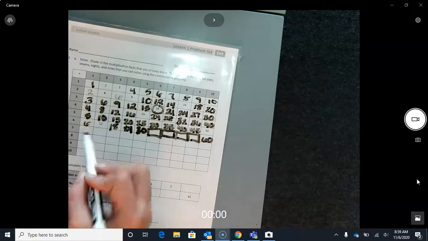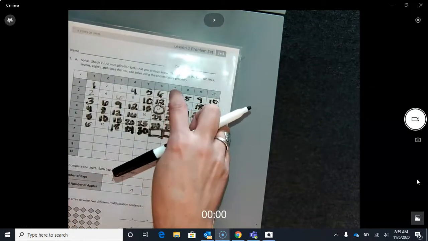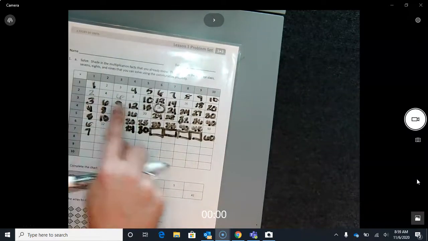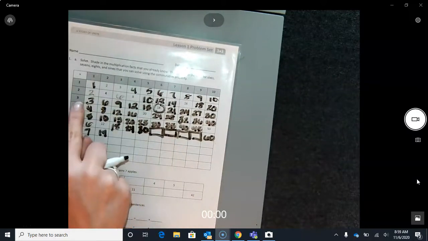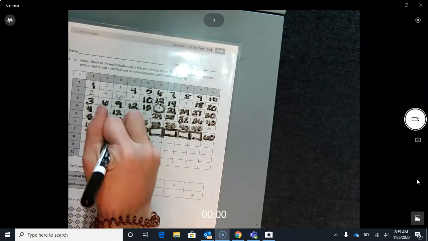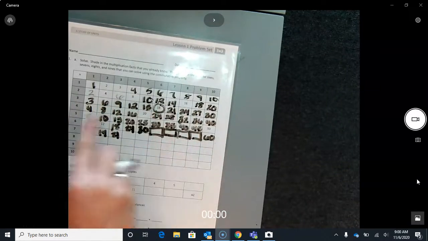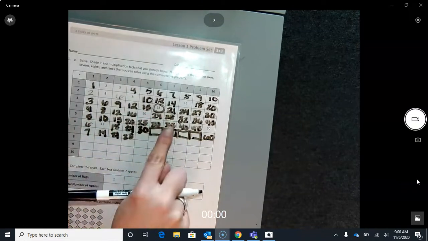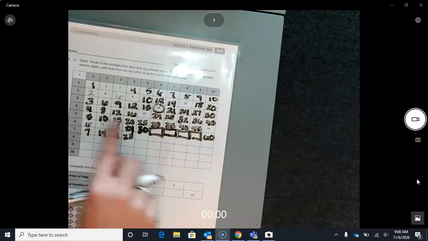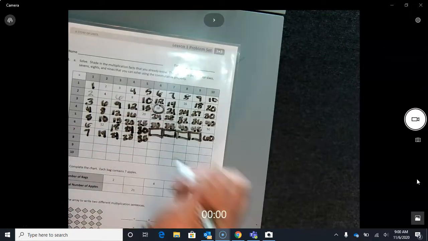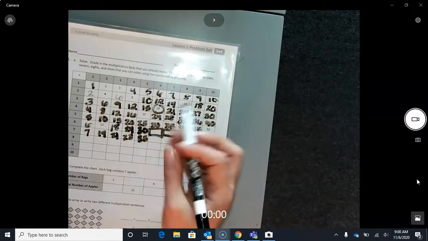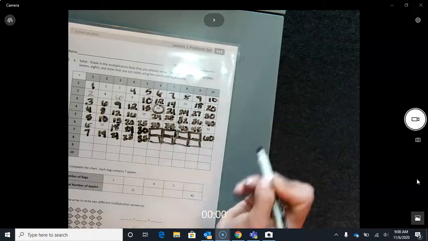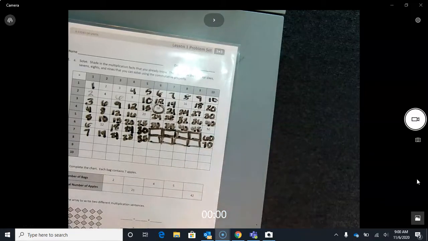All right, now let's take a look at the 7's. We know 7 times 1 because we've learned our 1's. We know 7 times 2. We know 7 times 3. We know 7 times 4. We know 7 times 5. But we don't know 6, 7, 8, or 9. So we're going to just draw a box around those so we know to come back to them. But we do know 7 times 10 is 70.